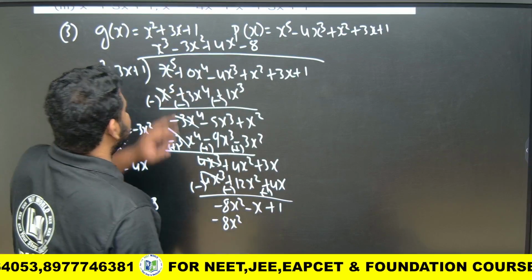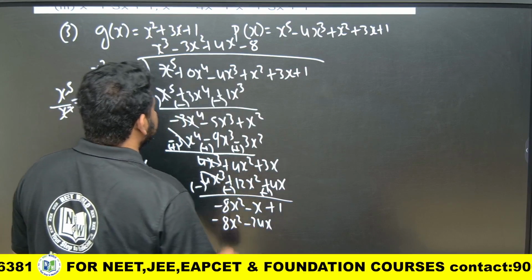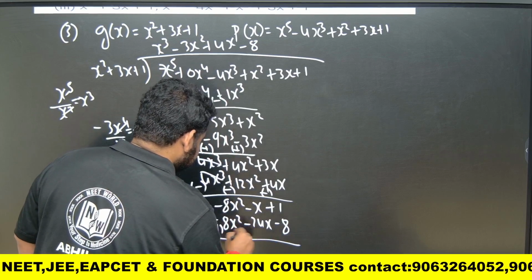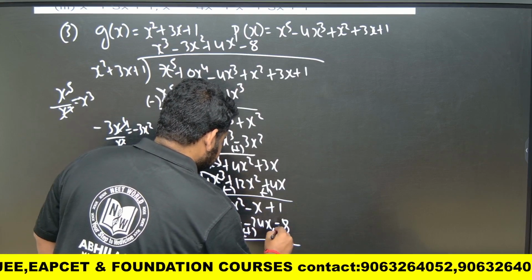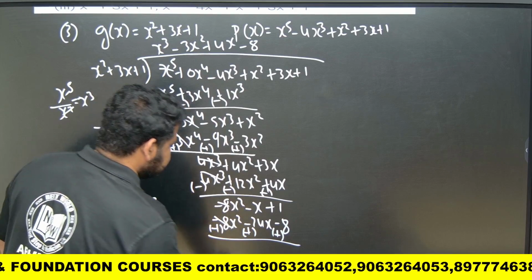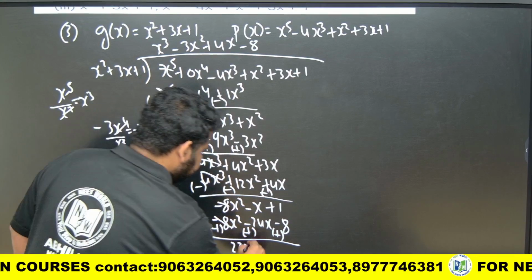Minus 3 into 8 is minus 24x, plus into minus is minus 8. So what do I get here? This will be plus, this will be plus, and this will also be plus. This will be cancelled. Plus 24 minus x is 23x. And I have plus 9.